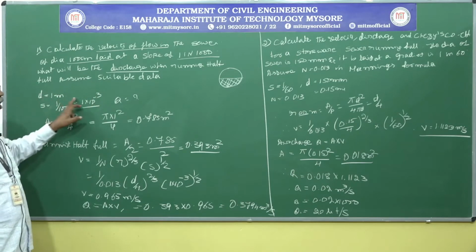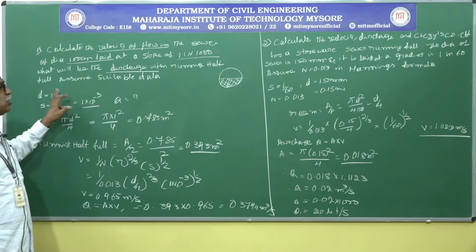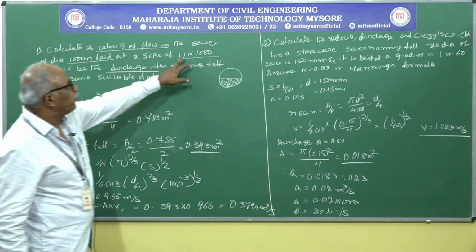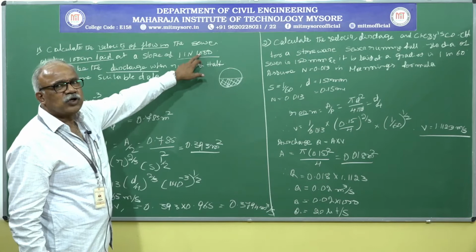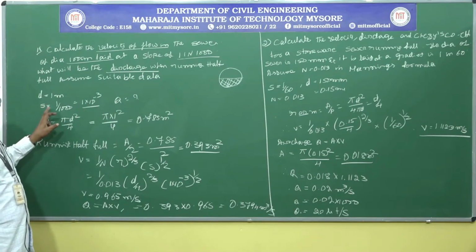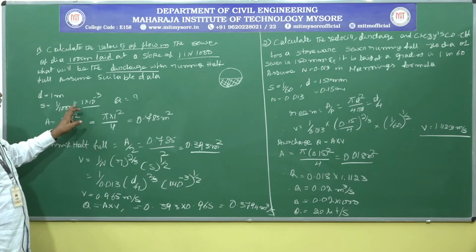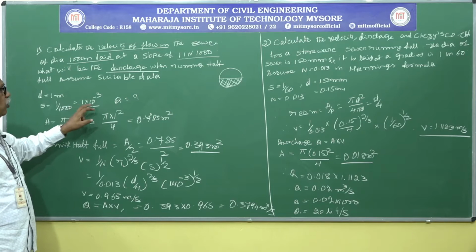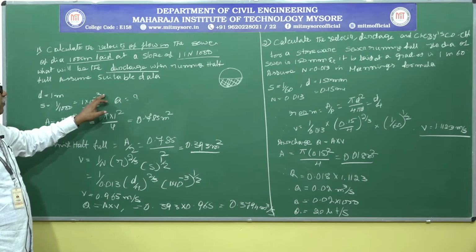So, as usual, I wrote what data is given in this problem. D equals 1 meter, the diameter of the pipe is 1 meter. The slope is 1 in 1000, which is also given in the problem. Slope means S equals 1 by 1000. It can be converted into this form, that is 1 into 10 to the power of minus 3.